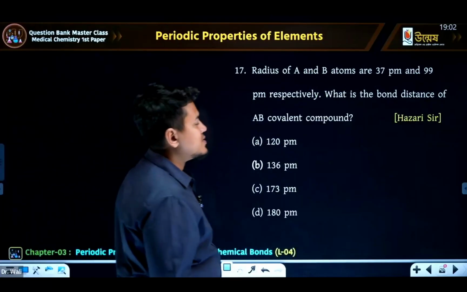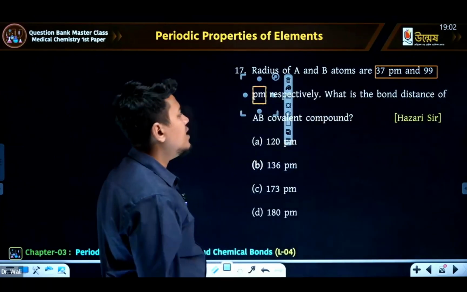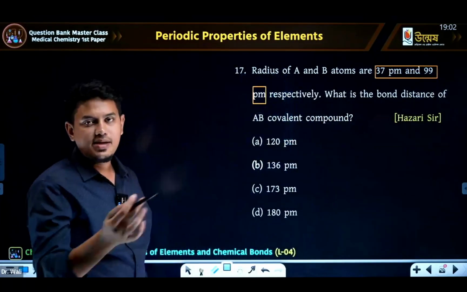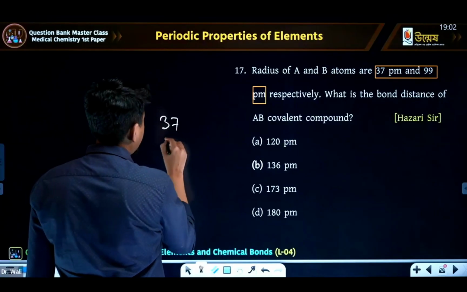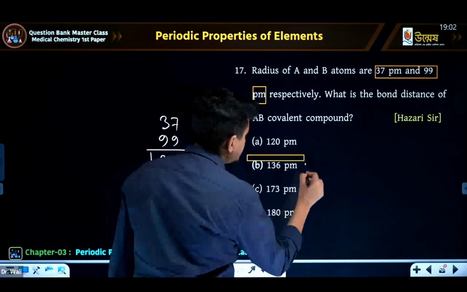Next question: the radii of A and B atoms are 37 picometer and 99 picometer respectively. What is the bond distance of the AB covalent compound? So 37 and 99, if we add them up, 37 plus 99, we will get 136. 136 will be the answer.